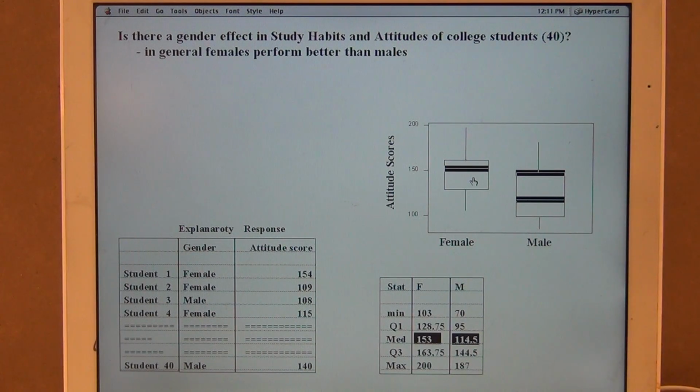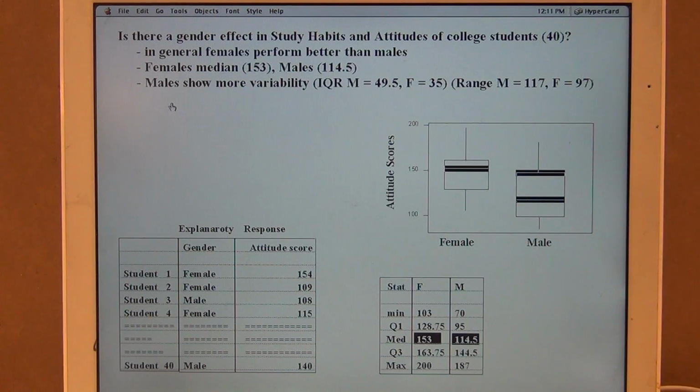The third quartile for the males is 144.5, and the median score, the middle score for the females, is 153. So there's pretty good difference there. The females' median 153, the males' median 114.5. The males show more variability.